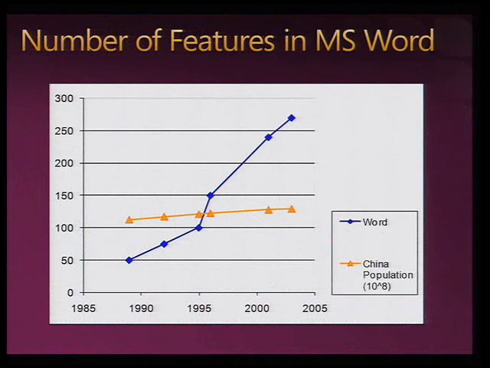Okay, let's move to something less serious. You see here in this graph the number of features in MS Word as a function of the year or of the version. And you can see how exponentially it's rising. The more features we give to the user, the more complex the applications.